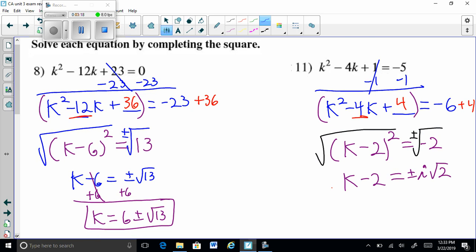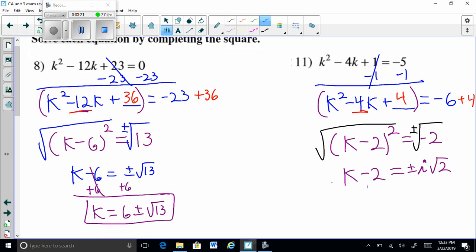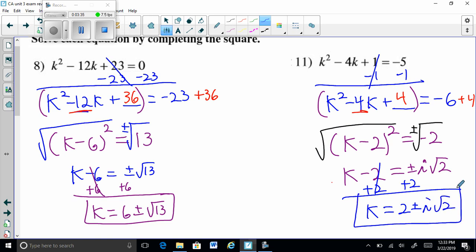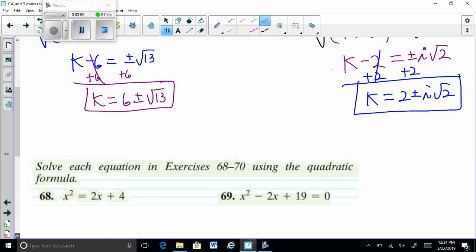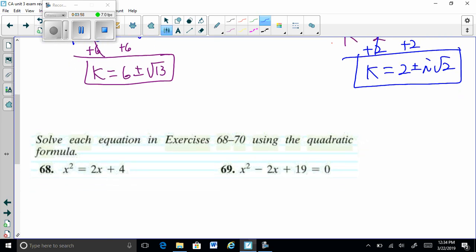Okay. And so the last thing we can do here is add 2 to both sides, and then that will be it. So k equals 2 plus or minus i square root of 2. And there you go. So you can expect something like that on the exam, where, like I said, the directions will tell you that's the method that needs to be used. Then you'll get maybe 1 or 2 where you're asked to do the quadratic formula. Scroll down.